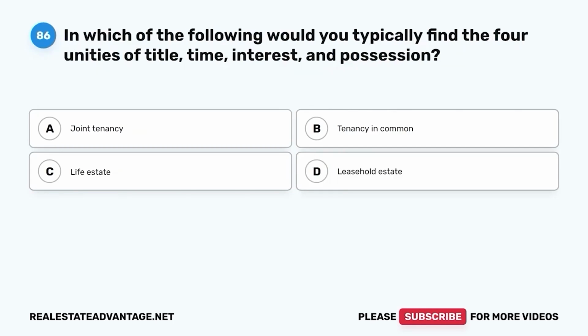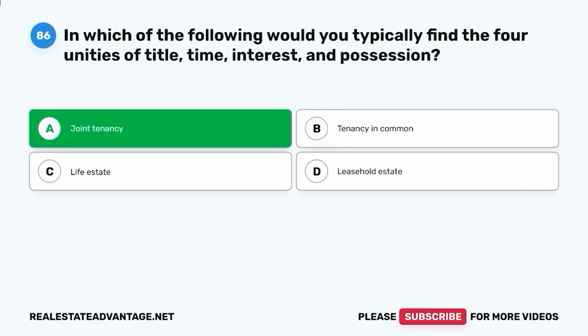Question 86. In which of the following would you typically find the four unities of title, time, interest, and possession? A. Joint tenancy. B. Tenancy in common. C. Life estate. D. Leasehold estate. The correct answer is A.